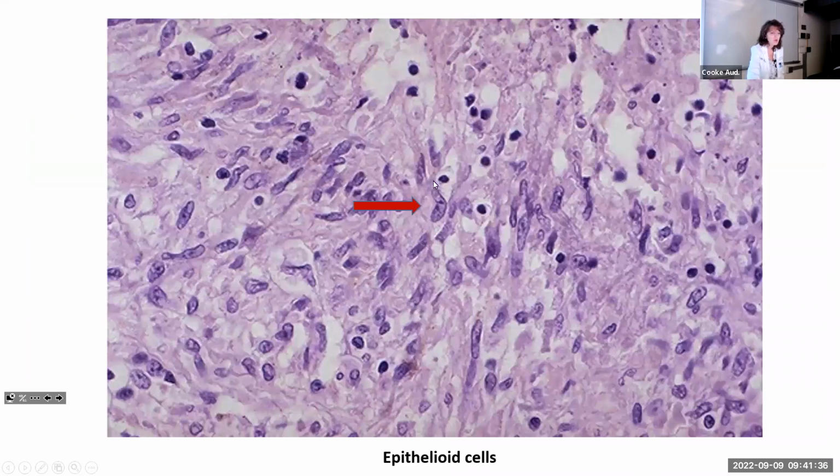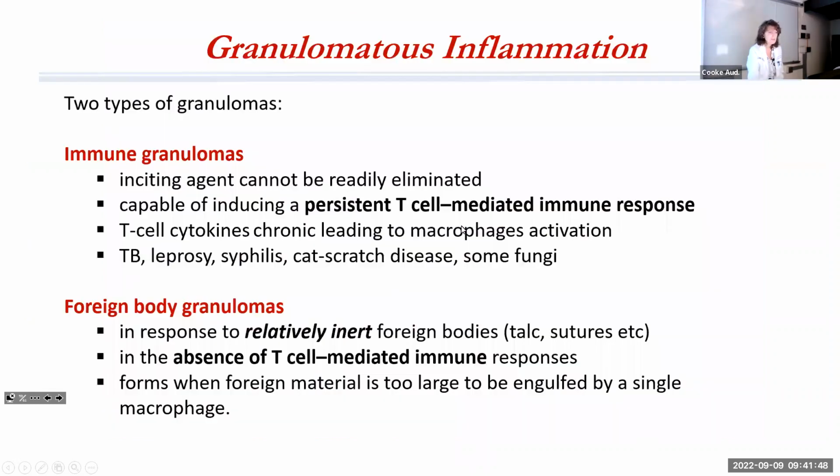Epithelioid cells, a close-up to show you what we mean by that. That's a lot of pink eosinophilic cytoplasm and these elongated, stringy nuclei. We classify the granulomas in two main types, immune or foreign body granulomas.